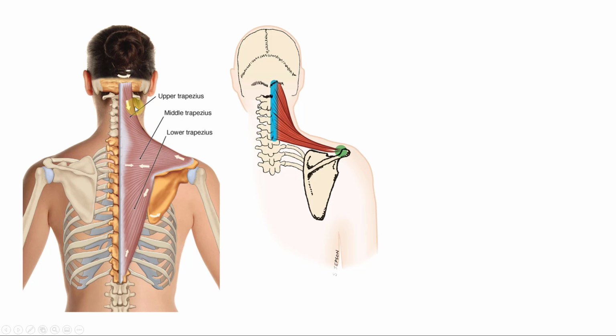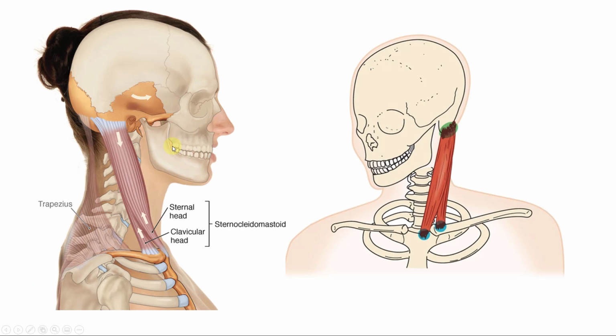It does contralateral rotation, so the right upper trap will do left head rotation, whereas the SCM, as this muscle is shortened and pulling forward, as the right SCM is doing the same thing, it's doing contralateral cervical rotation or head rotation. So the SCM and trap are agonists in that plane.